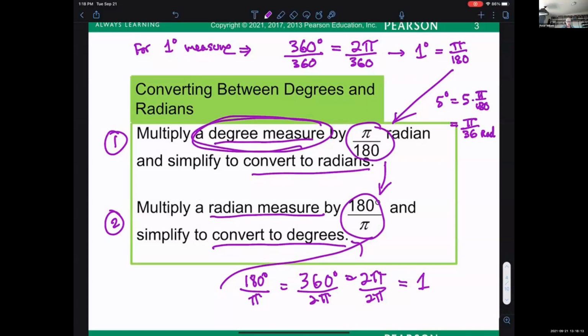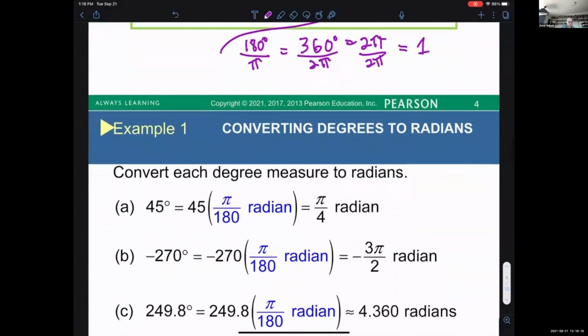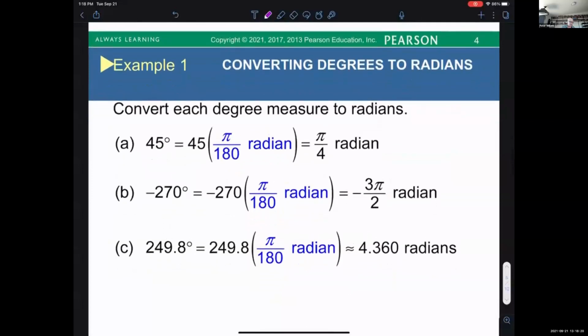All right, so then we got to get used to these. And I think there's a table up here that summarizes some things. Let's see. Well, first we have some examples. So let's say we try an example. They say, all right, convert each degree measure to radians. So if I have 45 degrees, as they do in this first example, and I want to convert to radians, I multiply by the pi over 180 number. And then after I simplify, because 45 goes into 180 4 times, that becomes pi over 4 radians.